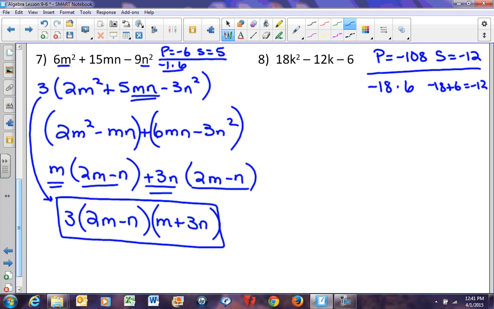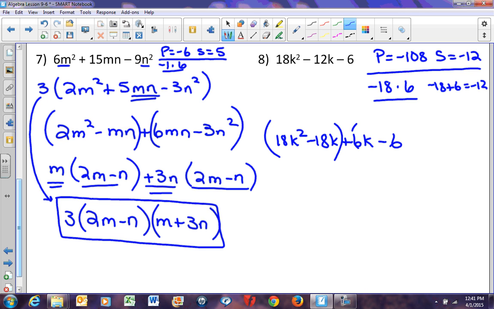And this is what happens if you fail to recognize you have a greatest common factor. Number 1, it's harder because of the multiplications. And number 2, you'll have to do one more step at the end. So let's say I didn't recognize this and I go, okay, here are my 2 numbers. So I'm going to have 18k squared minus 18k plus 6k minus 6.